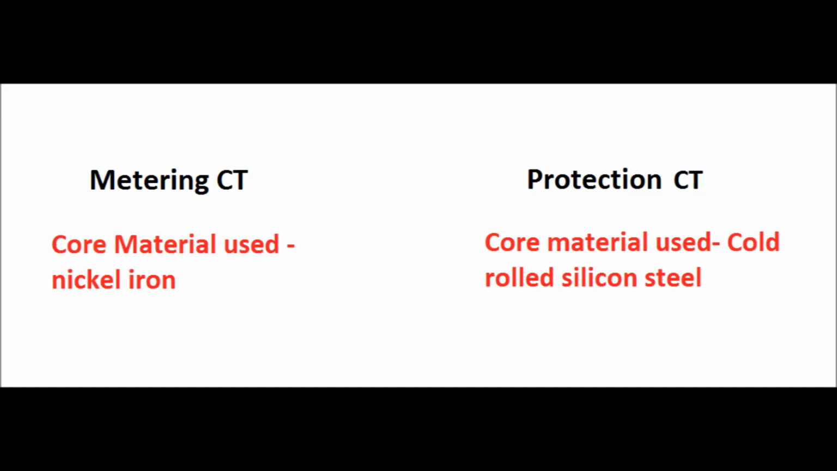In case of the metering CT, the core material used is nickel iron. In case of the protection CT, the core material used is cold rolled silicon steel.